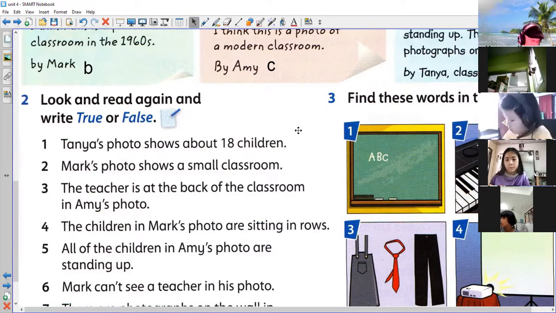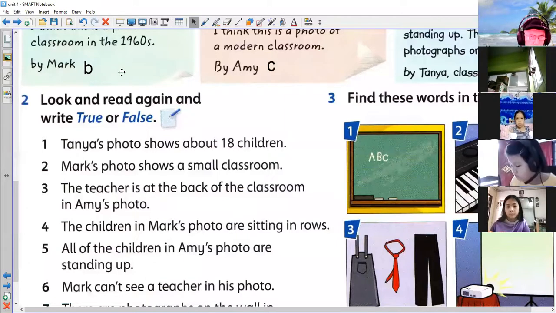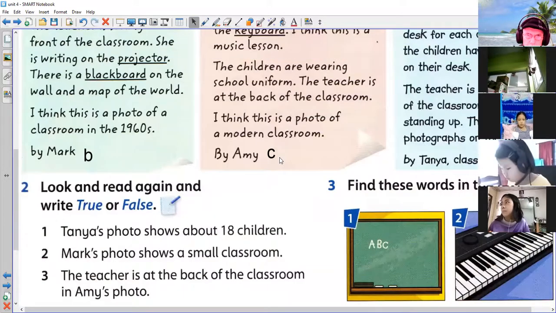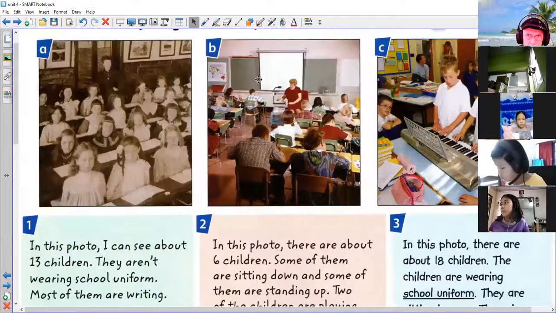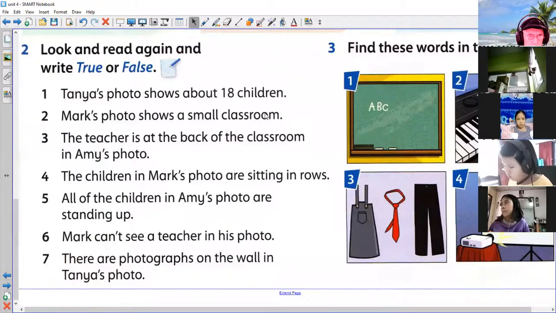No, okay, Pancake. Go, please. Mark's photo shows a small classroom. Is it true or is it false? False. Right, so Mark's photo is picture B. Picture B, a small classroom? That's not very small to me. It's quite big, so correct. That's false.